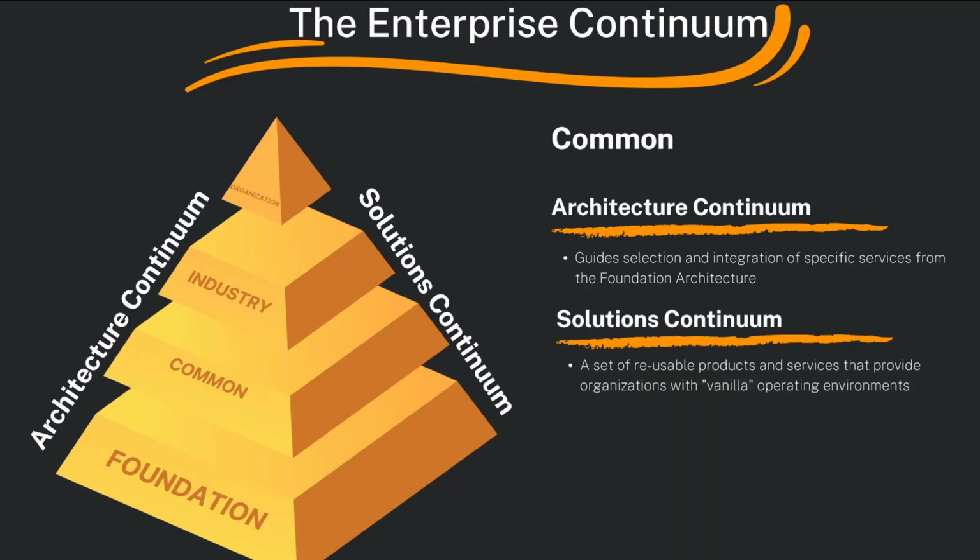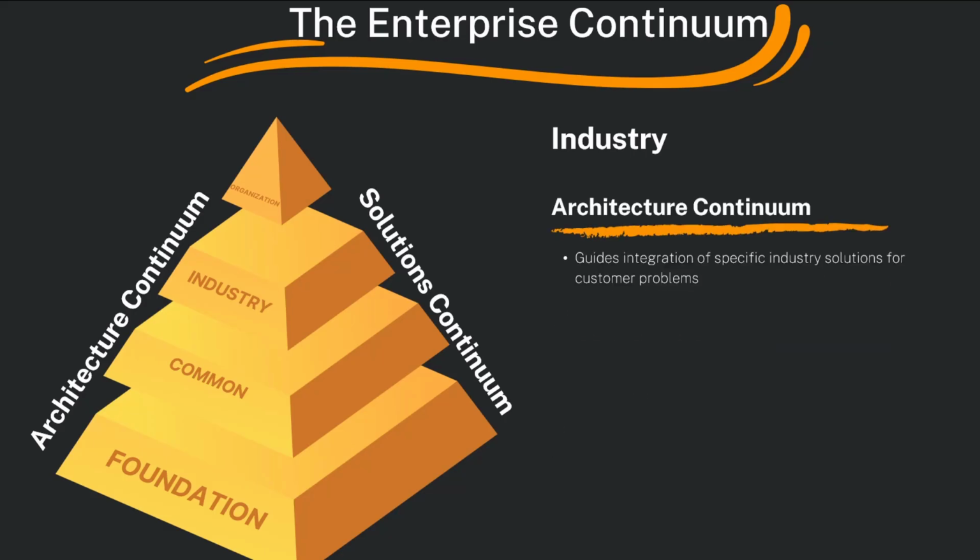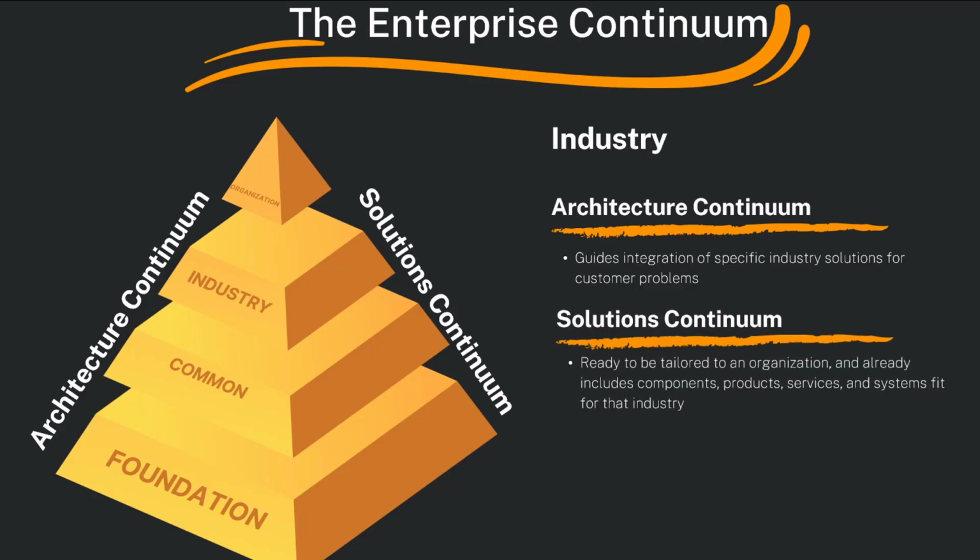On the solution continuum, these are typically a set of reusable products and services that provide organizations with vanilla operating environments. The next level is industry. In the architecture continuum, industry level solutions help guide the integration of specific industry solutions for a very specific customer problem. On the solutions continuum, this is typically ready to be tailored, ready for organizational use, and already includes some of the components, products, services, and systems that are made just for that industry.